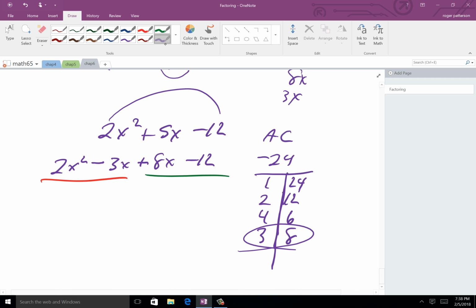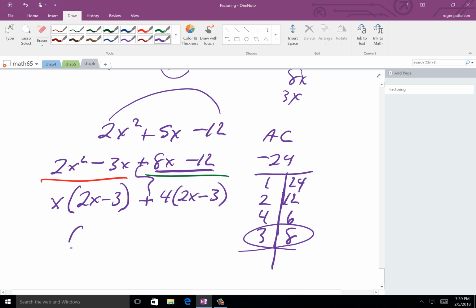Group. What can we take out of the first one? Take an x out. What are we left with? 2x minus 3. Good. Plus. What can we take out of that one? 4. What are we left with? 2x minus. Got to be the same, or else it doesn't work out. Something went wrong.